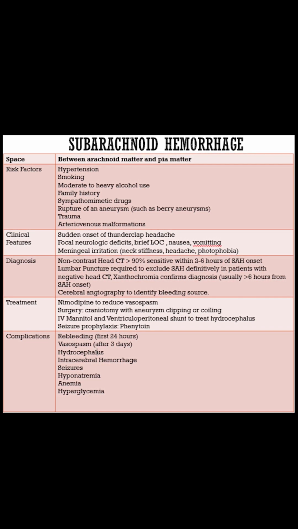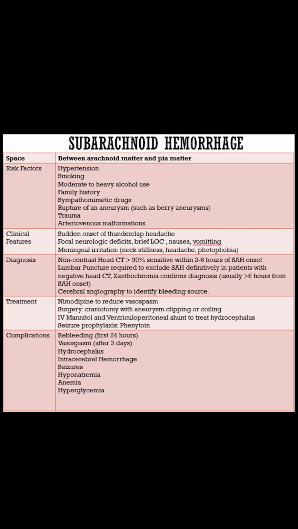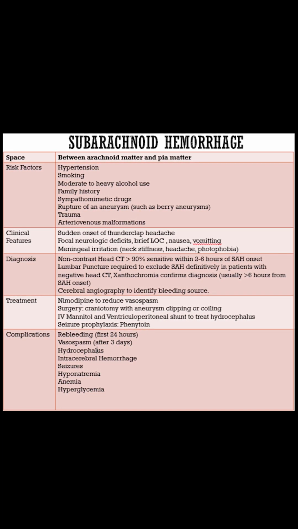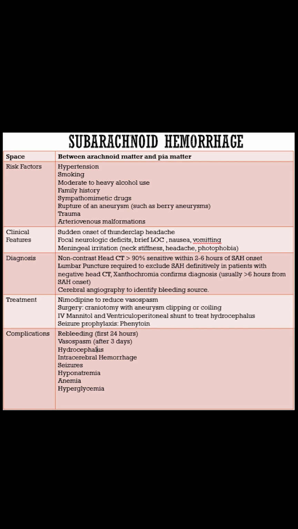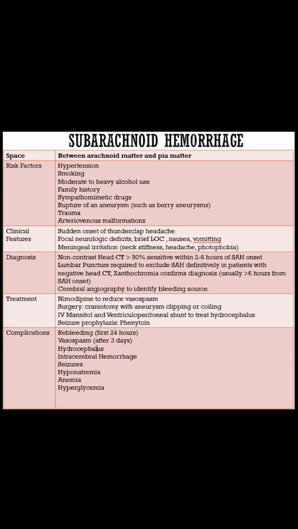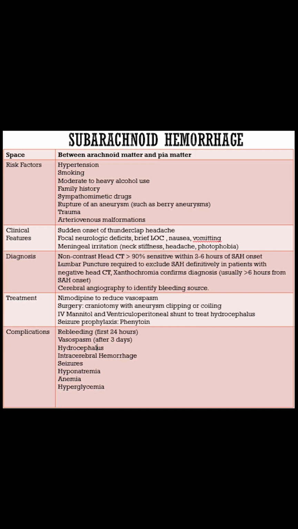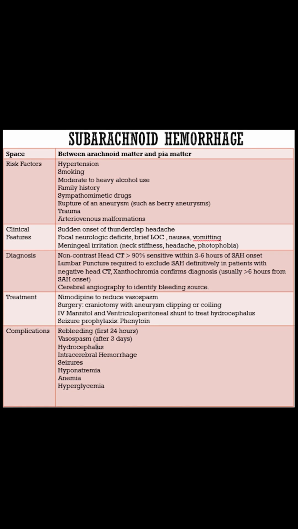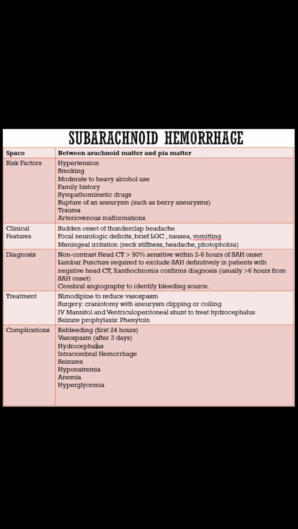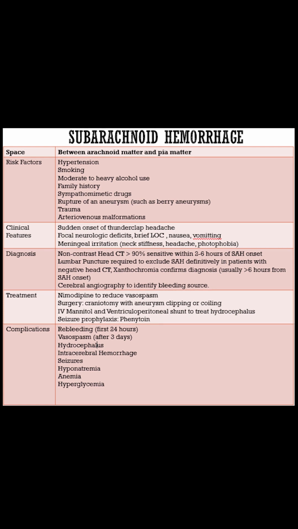Rebleeding can occur within the first 24 hours and is a major cause of death within the first 24 hours of presentation. Vasospasm can occur 3 to 10 days after presentation and is a major cause of morbidity and mortality in subarachnoid hemorrhage and can result in cerebral infarction.